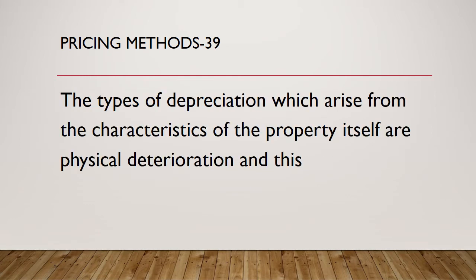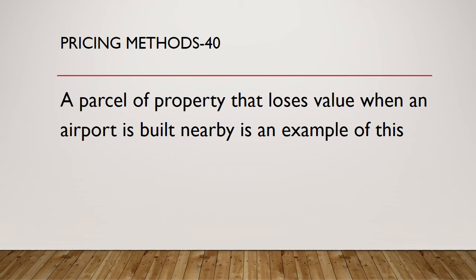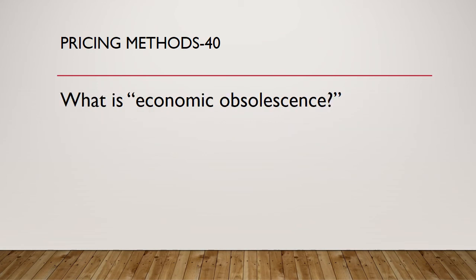Question 39. The types of depreciation which arise from the characteristics of the property itself are physical deterioration and this. What is functional obsolescence? Question 40. A parcel of property that loses its value when an airport is built nearby is an example of this. What is economic obsolescence?